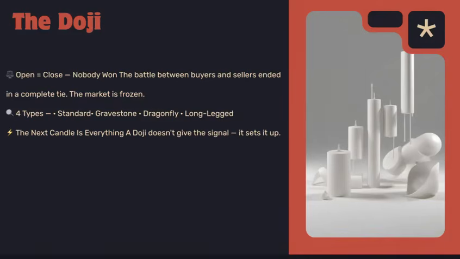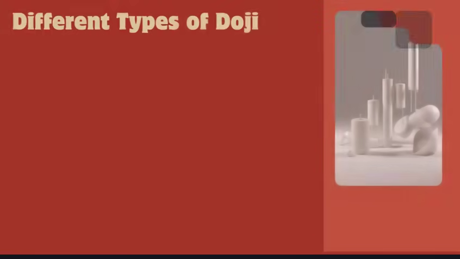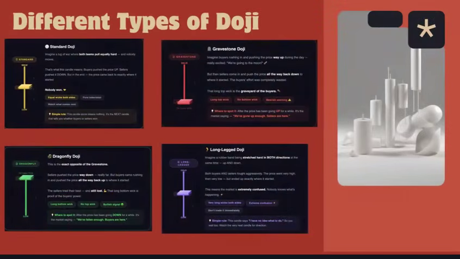There are four types of doji: standard doji, gravestone doji, dragonfly doji, and long leg doji. A doji is not a trading signal, it's a question mark. It's an indecision. So let's see all the doji.